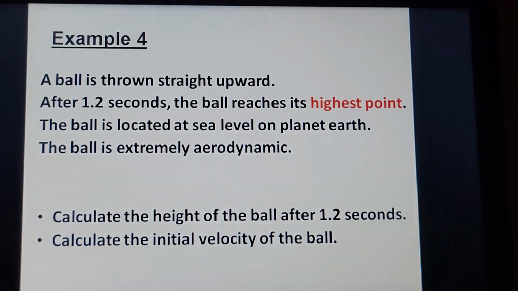And then again, we're going to use our same assumptions. The ball is located at sea level on planet Earth. The ball is extremely aerodynamic. In other words, wind resistance is negligible. We're going to calculate the height of the ball after 1.2 seconds. In other words, calculate the height of the ball when it reaches its highest point. And we're going to calculate the initial velocity of the ball. In other words, how hard do you have to throw that ball to get it to reach that highest point?